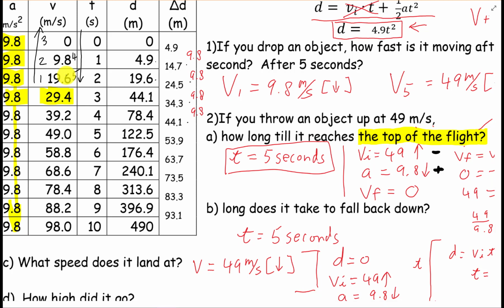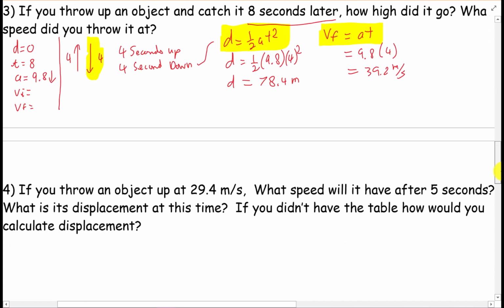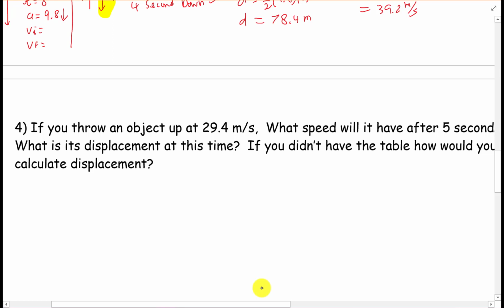How far will it be? What is its displacement? Well, it'll go up 44.1 meters and it'll come down 19.6. So it'll have a displacement of 24.5. Okay? I don't want you to use this table, but you can see how good that table could be. If you didn't have the table, how would you calculate it? So this is how you'd calculate it.